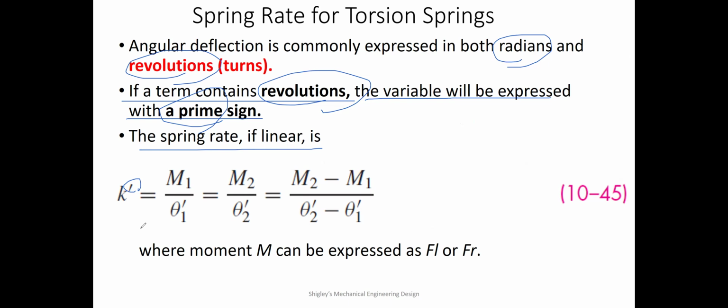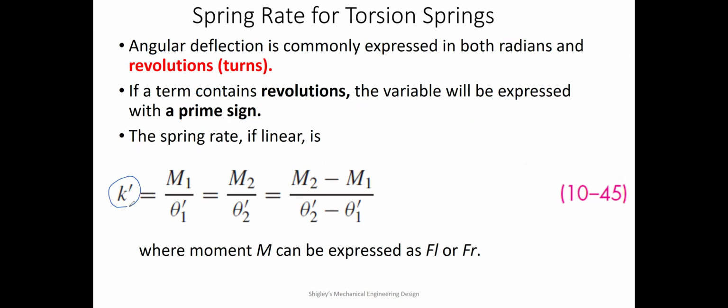So as you see, the prime sign represents the terms that contain revolutions. So for K prime, the spring rate, spring constant, equals M1 divided by theta prime 1. And the M here can be expressed as the moment, FL or FR, the load applied times the length.